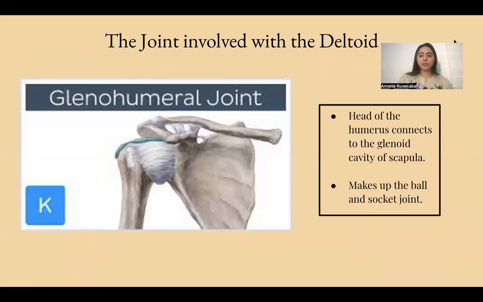And so the joint that involves the deltoid is called the glenohumeral joint. The humerus and the scapula connect with each other by the head of the humerus. It inserts itself into the glenoid cavity of the scapula, which then makes up the ball and socket joint.